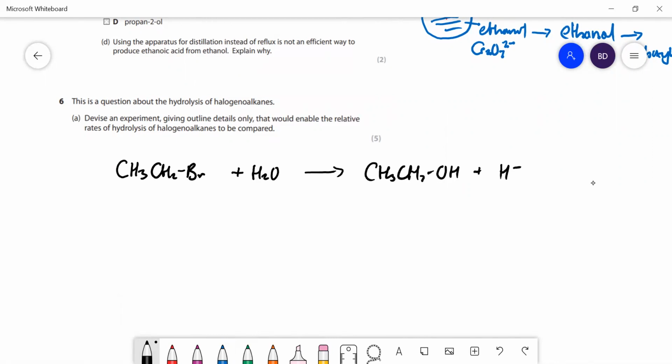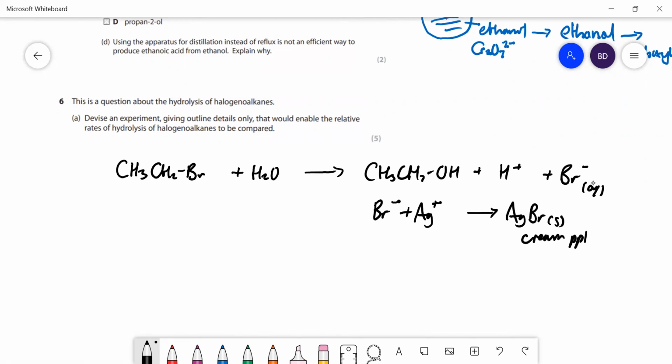You'll get an H+ ion, and you'll also get a Br- ion. Now, Br- ion, you can detect the presence of the Br- ion because Br- ions will react with silver ions to form AgBr, which is an insoluble solid, so you get a cream precipitate. The same would happen with chloroethane, and with iodoethane you get a slightly different colored precipitate each time, if you remember. So we're going to time how long it takes for a precipitate to form.